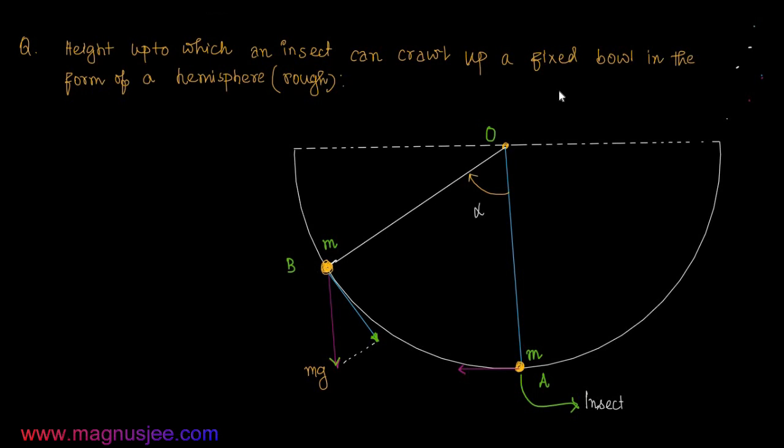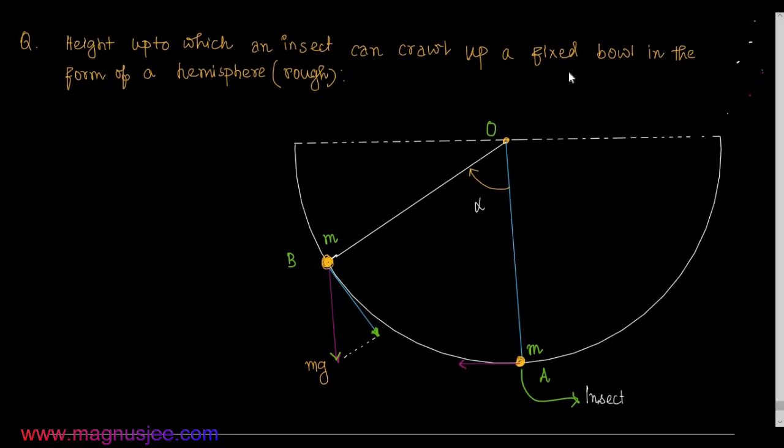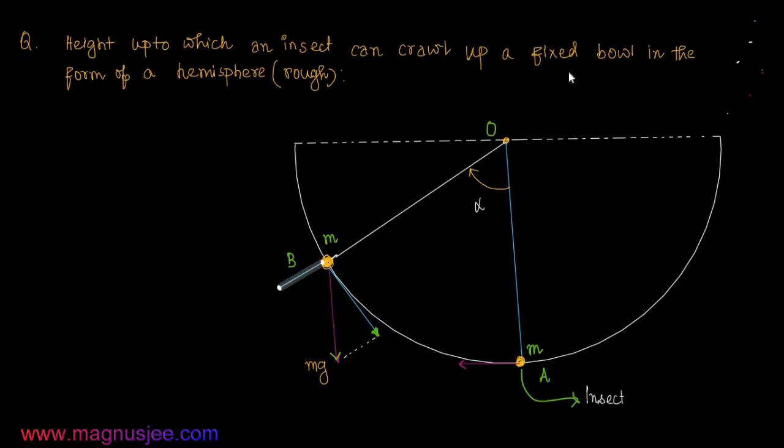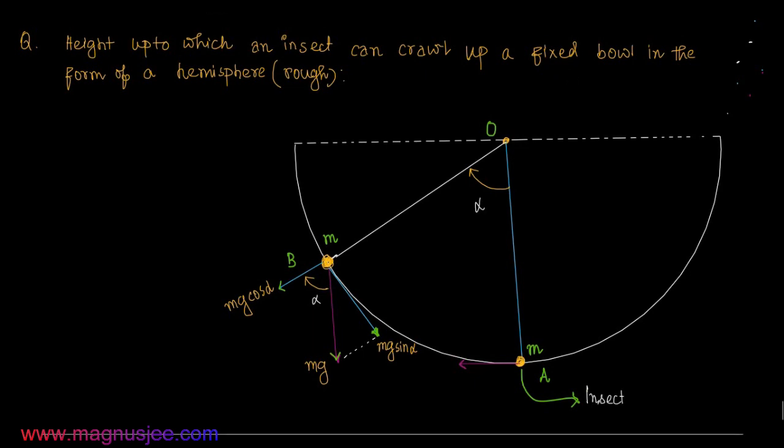The radius OB makes an angle alpha with the vertical radius OA. If the weight of the insect, mg, is resolved into two rectangular components, this angle will again be alpha. mg cos alpha is the rectangular component of weight acting perpendicular to the hemispherical surface, and mg sin alpha is another rectangular component acting tangentially at the point B along the hemispherical surface.